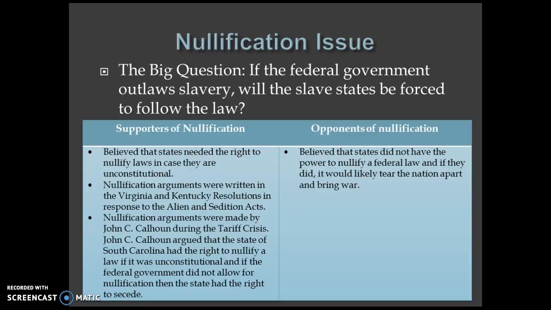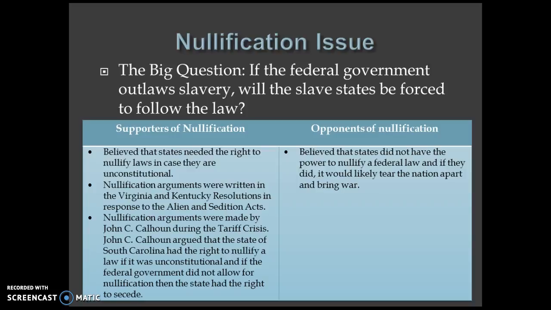Now, we fast forward a little bit from the Federalist era, and we're at a point where these nullification arguments are being made by a man named John C. Calhoun, who was the Vice President of the United States under Andrew Jackson. We talked about him a little bit in Unit 2, during the tariff crisis. Remember the tariff that was passed, and John C. Calhoun in South Carolina thought it hurt the South and favored the North, so they were threatening to nullify the tariff. They argued the state of South Carolina had the right to nullify a law if it's unconstitutional.